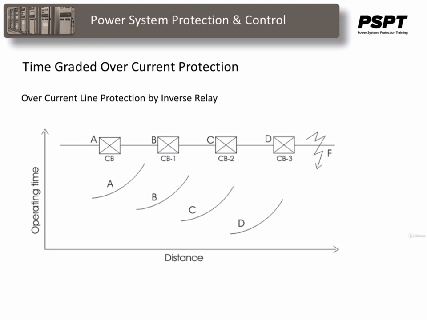In other words, a fault closer to the source is going to draw a heavier current, so it's going to cause an inverse time relay to operate at the bottom of the curve, which would be much faster than further up the curve, which would be the setting further down the line.